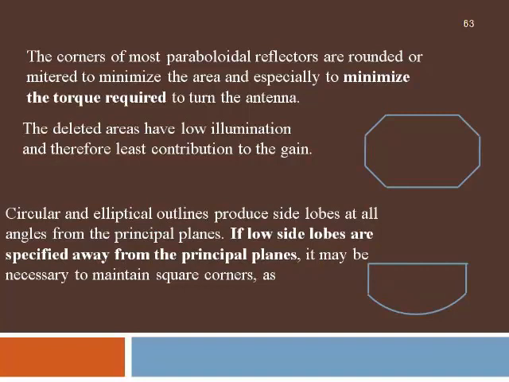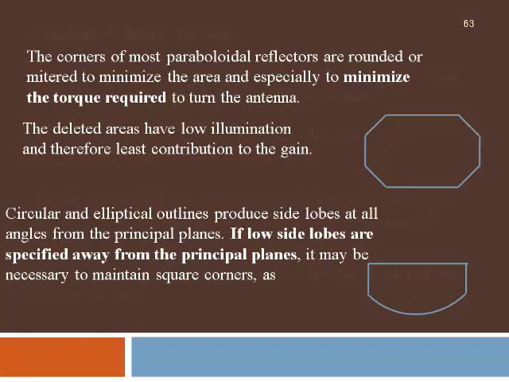The corners of most paraboloidal reflectors are rounded or mitered to minimize the area and especially to minimize the torque required to turn the antenna. The deleted areas have low illumination and therefore the least contribution to the gain. Circular and elliptical outlines produce side lobes at all angles from the principal planes. If low side lobes are specified away from the principal planes, it may be necessary to maintain square corners as shown.